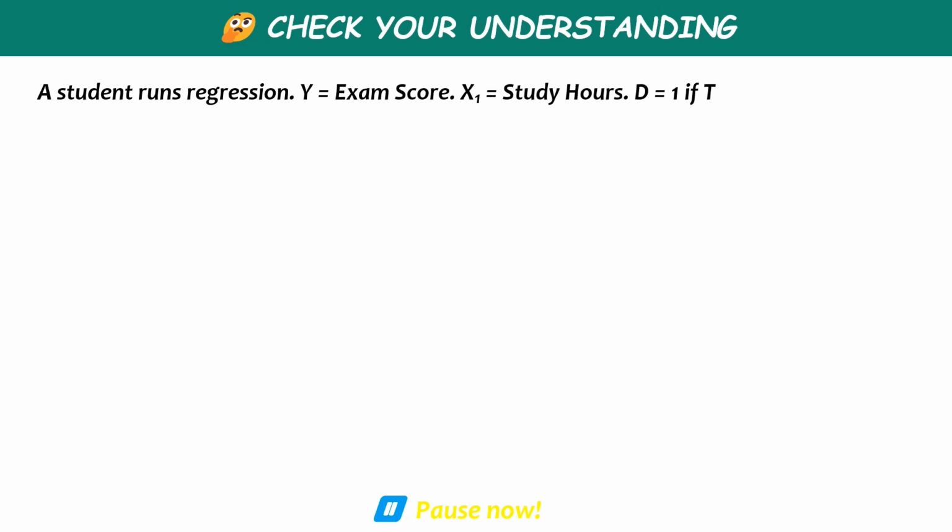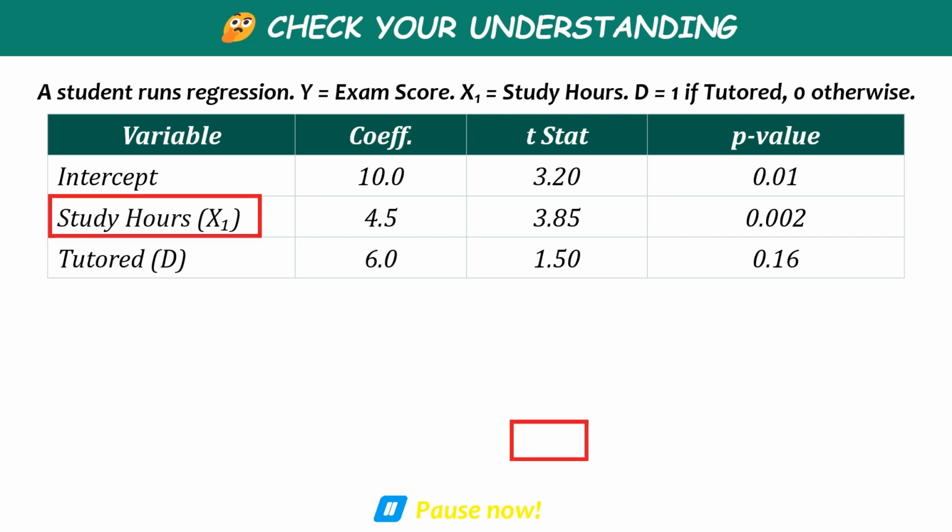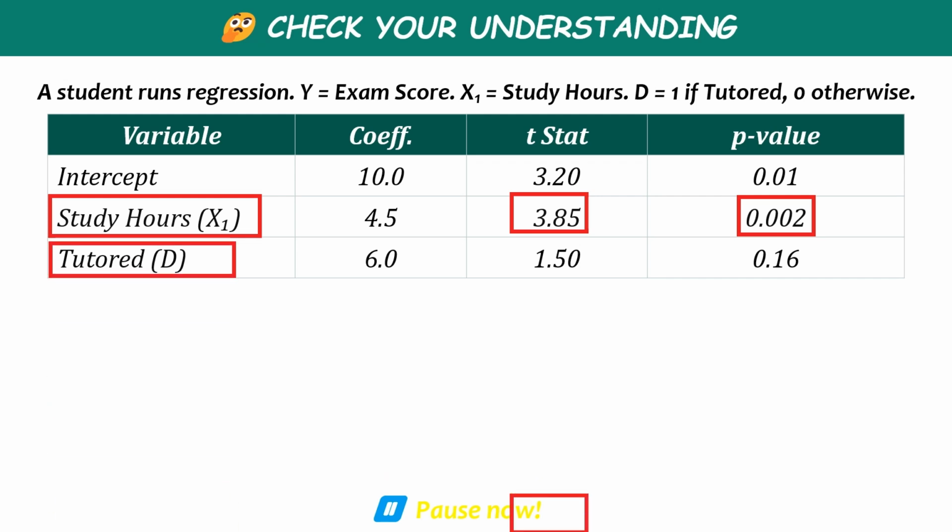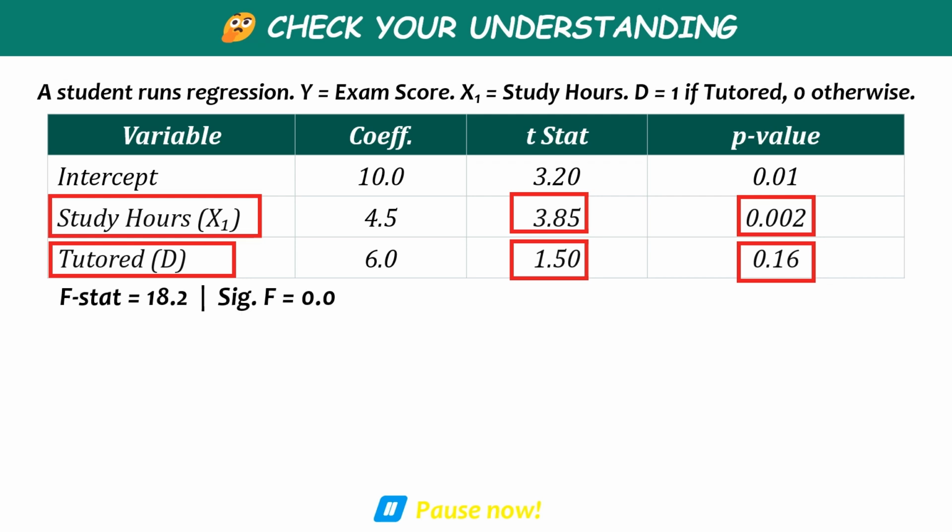Your turn. A student runs a regression. Y is exam score. X1 is study hours. D equals 1 if tutored, 0 otherwise. Study hours. T equals 3.85. P equals 0.002. Tutored dummy. T equals 1.50. P equals 0.16. F stat equals 18.2. Sig. F equals 0.003. Adjusted R squared equals 0.78.